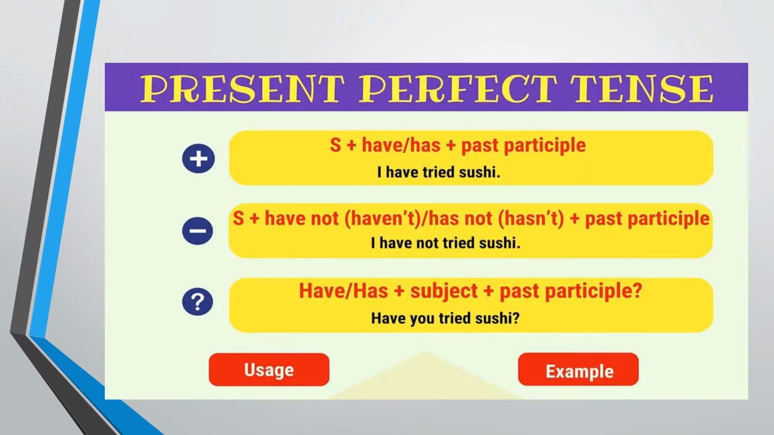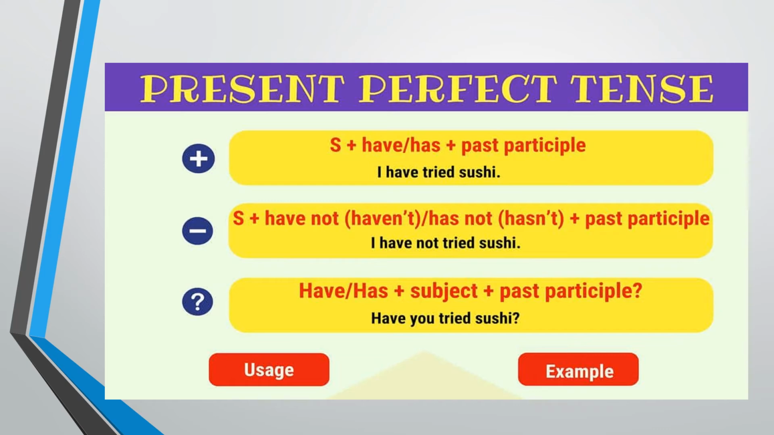Come to the next one, that is present perfect tense. In it you will use subject with have or has and past participle. In simple words, you will use subject, has or have, and the third form of the verb. Has will be used with singulars like he, she or it, and have will be used with plurals like I, you, we and they.